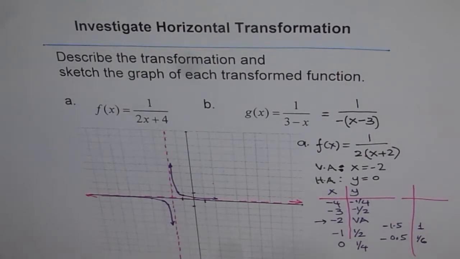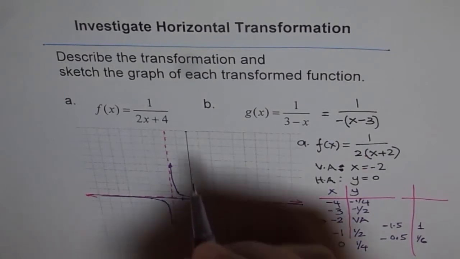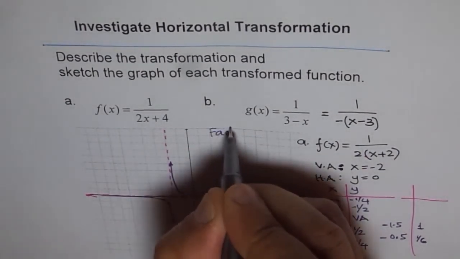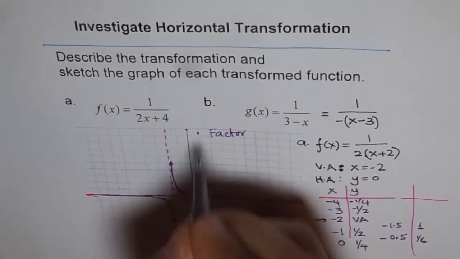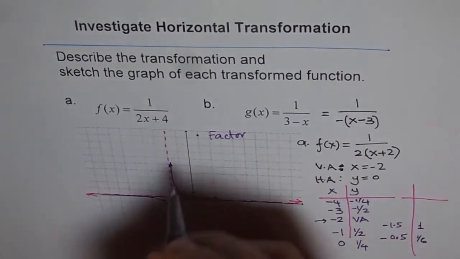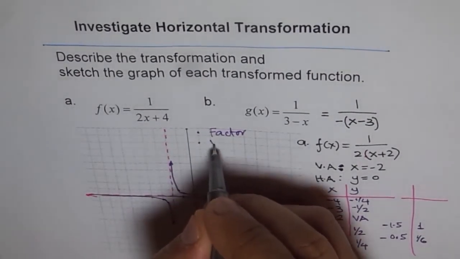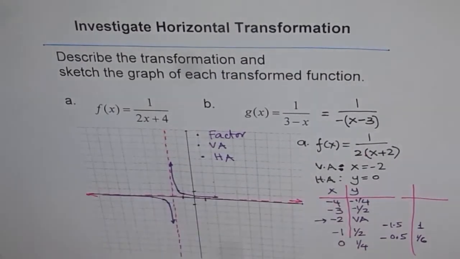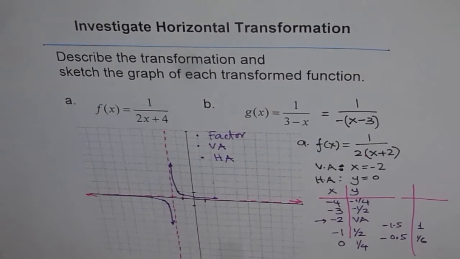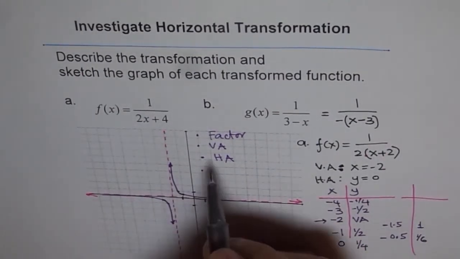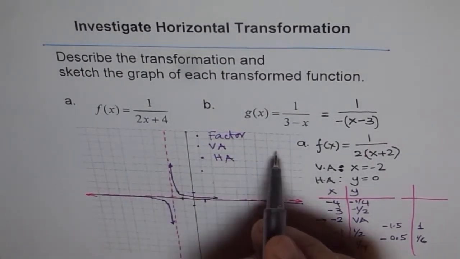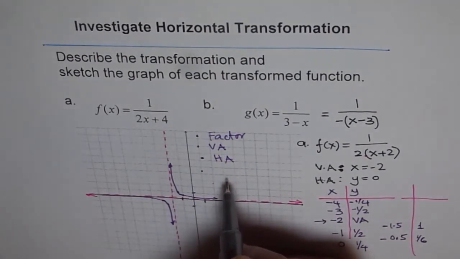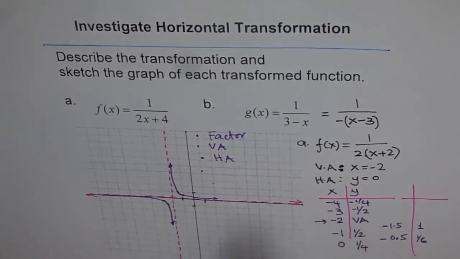So the criteria here is to sketch a reciprocal function. Point number 1 is factor, that is, factor the coefficient of x. Second, you should figure out where is the vertical asymptote and where is the horizontal asymptote. So these are the first lines to be drawn. And then you have to move from the vertical asymptote left and right in the units of 0.5. Then you get all your values, correct?